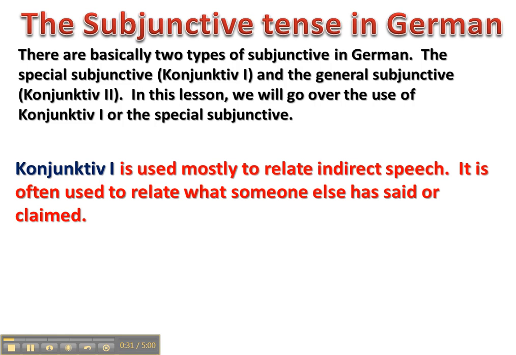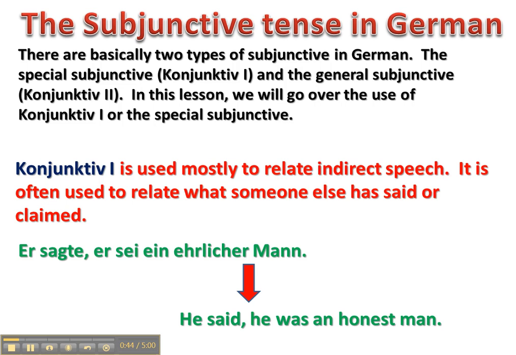Konjunktiv I is used mostly to relate indirect speech. In other words, you're telling what someone else has said or claimed. So for example, "Er sagte, er sei ein ehrlicher Mann," which in English means he said he was an honest man. Und "sei" here is Konjunktiv I.